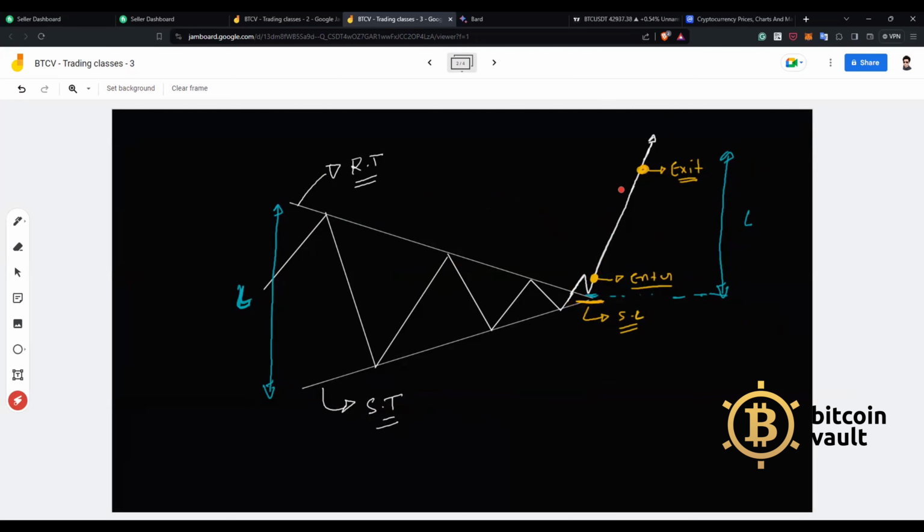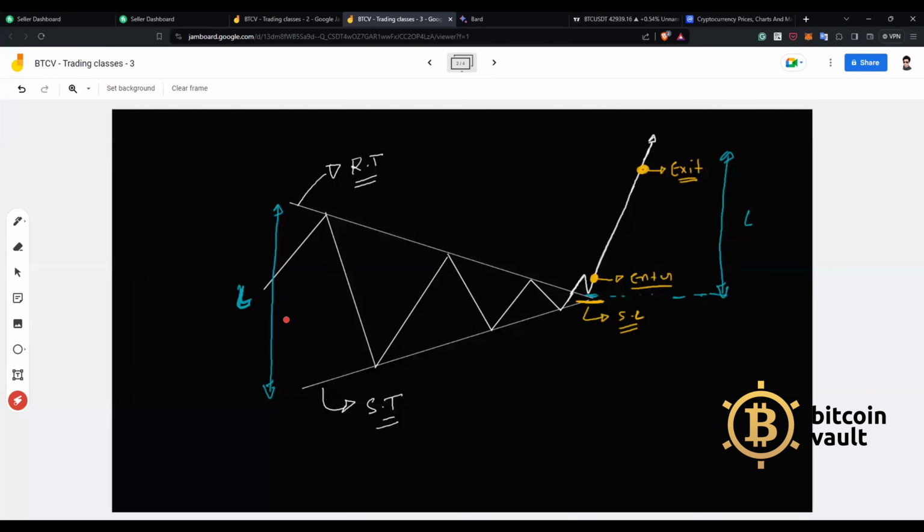And how to calculate the exit point? To calculate an exit point, we simply take the length L from here to here. Generally, if the points are not in a single vertical line, then you take the shortest length. If it's something like this, you take the shortest length and put it around the retracement, from right around here. And just before the length is going to end, you exit from the trade. This is generally how we do it.